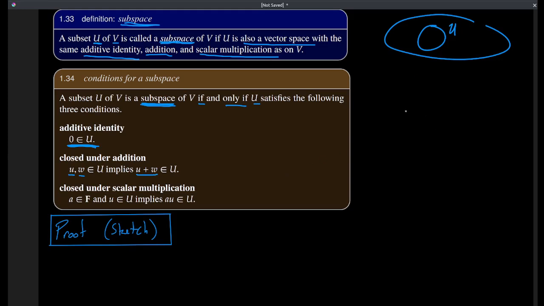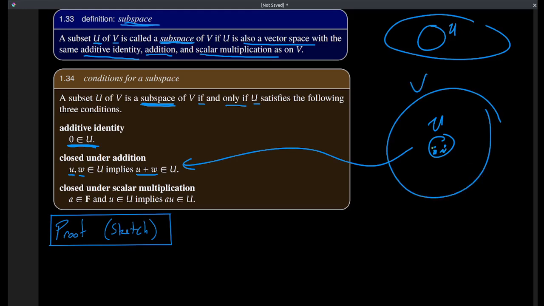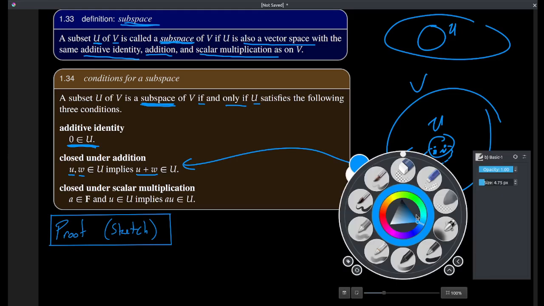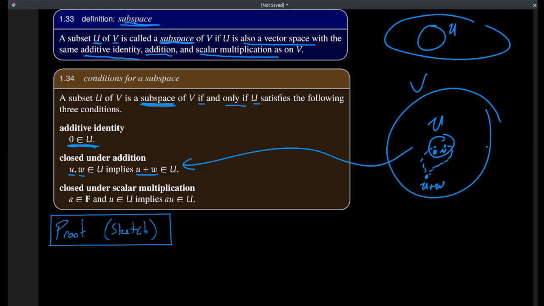That is, if I pick, here I'll draw a little picture. If I pick two things inside of U, here's thing 1 and thing 2, let's call them little u and little w, and this is sitting inside of V. If I add these things together, I want to make sure that I don't get something like this, where u plus w sits outside of big U. So this situation right here is exactly what we have to avoid. This, no way.